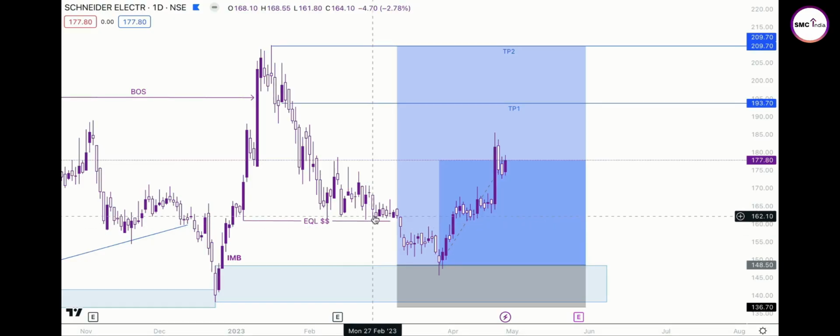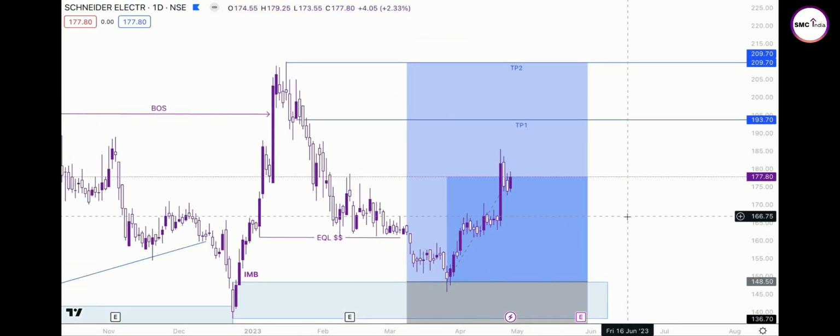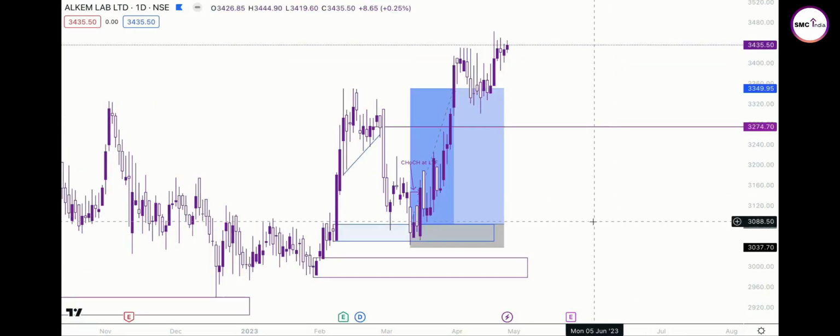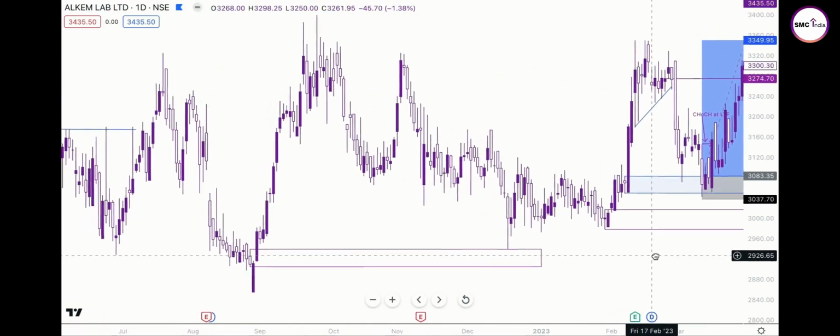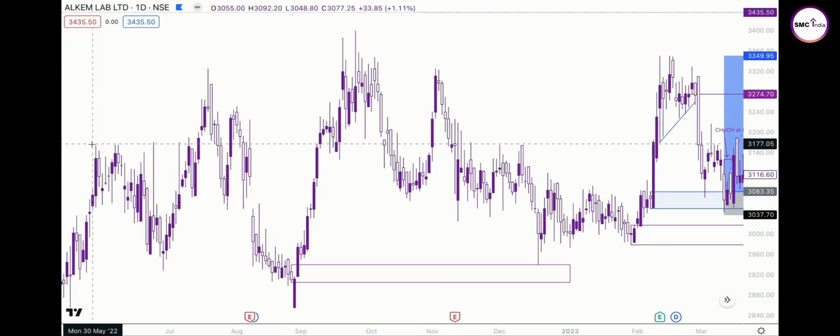What the smart money does is that it grabbed the liquidity and then it shot up. Now coming on to the next chart. As you could see, this is the analysis I have already given you. This was Alchem Lab Limited, and from this point I'm going to analyze the chart.